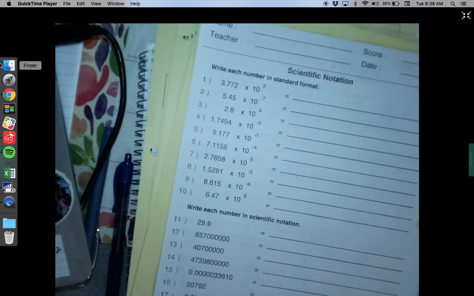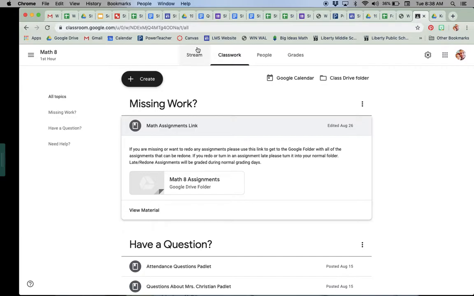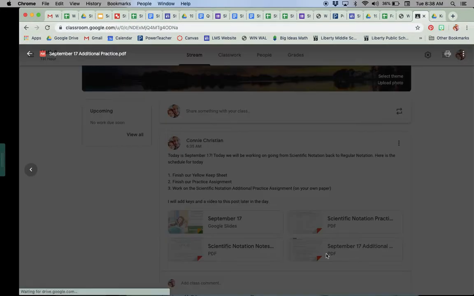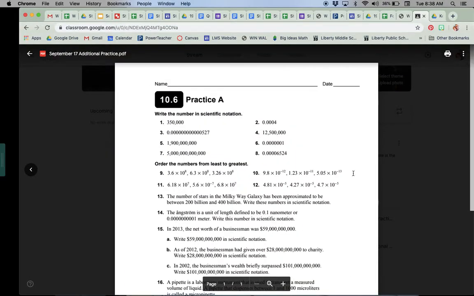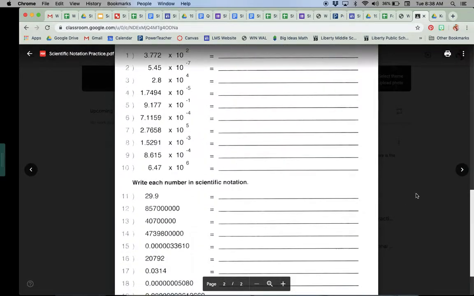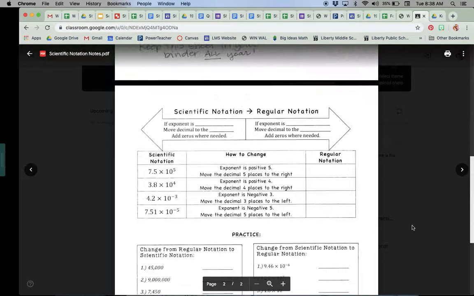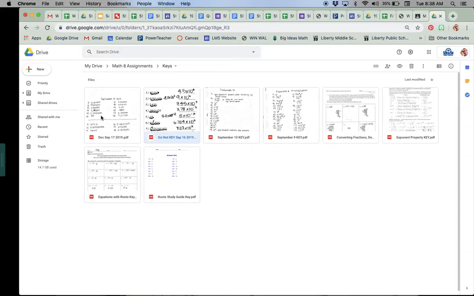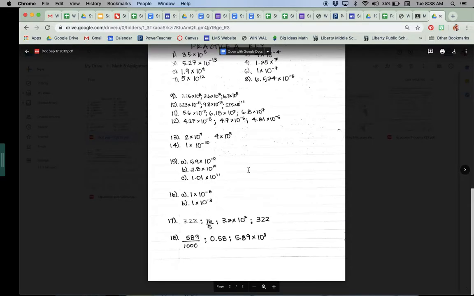If for whatever reason you run out of things to do, you won't, because I made sure that you have additional practice, which will honestly help you with your test. Okay, you don't have a test this week, but I'm just saying it'll help you. So I put the practice, I connected it again, so that way if you lose it, you have a copy. And then in the keys folder, there is a key for today already, so you can check your work. I even put a key for the extra practice, so you can check your work.